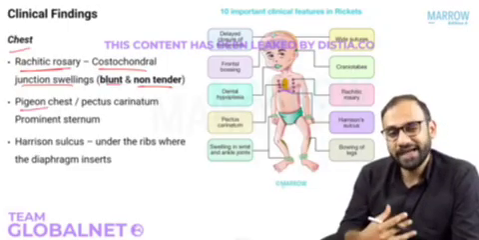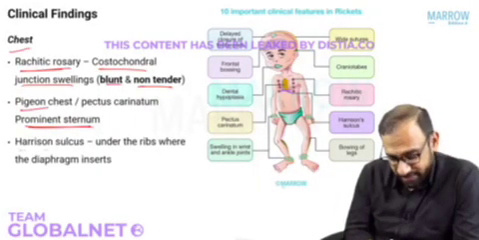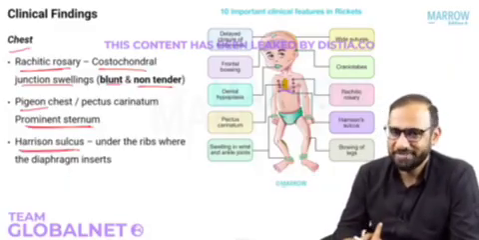Pigeon chest, pectus carinatum, a prominent chest will be seen in these children as they breathe. And Harrison sulcus, what is this Harrison sulcus? You see, the diaphragm inserts on the ribs. Right.